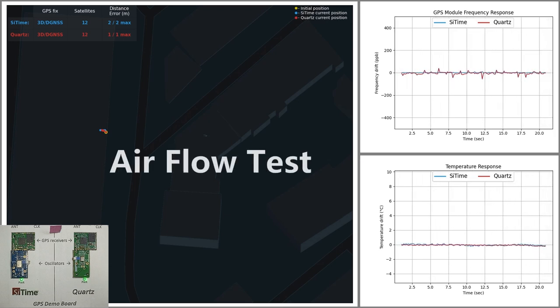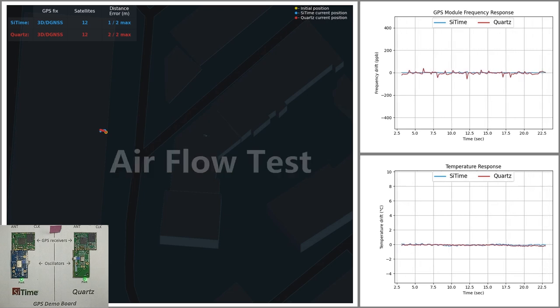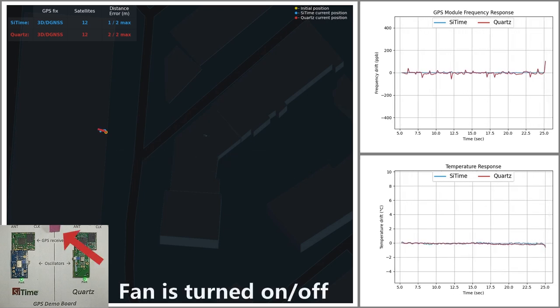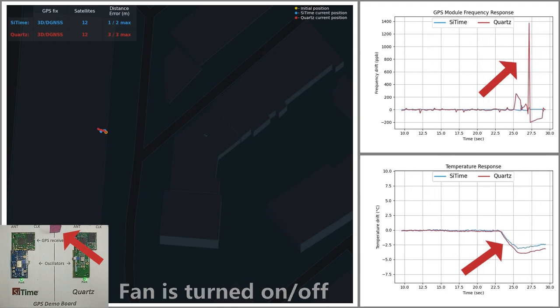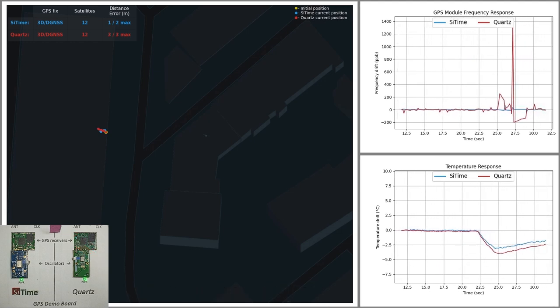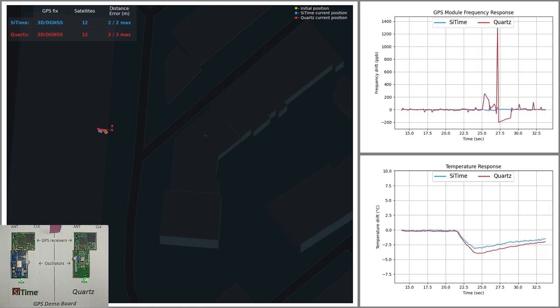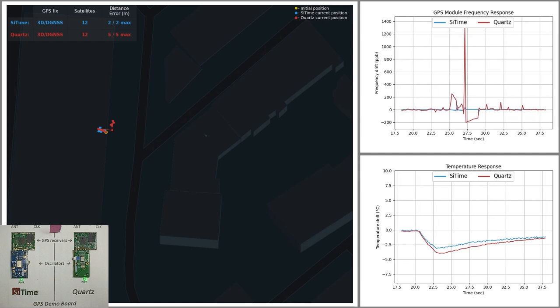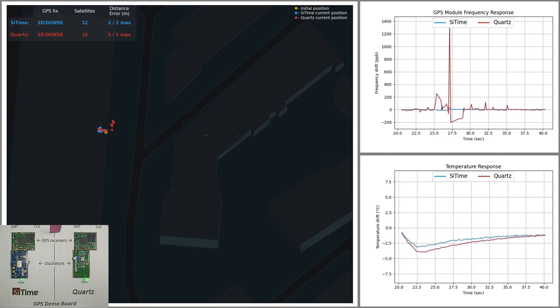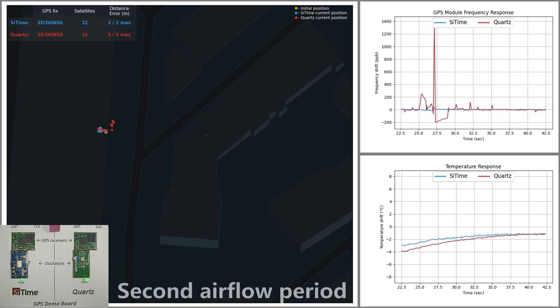We begin our comparison by adding airflow by turning a fan on and off. The markers on the test board are seen shaking, and the GPS receiver frequency response changes in the frequency plots on the right. The positioning of the GPS receiver clocked by a quartz TCXO is out of the spec after a slight airflow change, and it continues drifting. Now we add a second period of airflow.